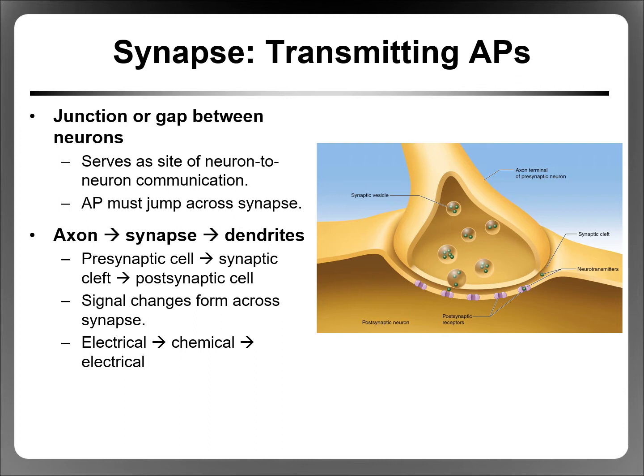Your presynaptic cell must send things to the synaptic cleft, and then the synaptic cleft will send the signal to the postsynaptic cell. The signal will change form as it crosses the synapse. This form change will be in the form of neurotransmitters. This means our action potential will go from an electrical conduction to a chemical conduction, and then back to an electrical conduction.